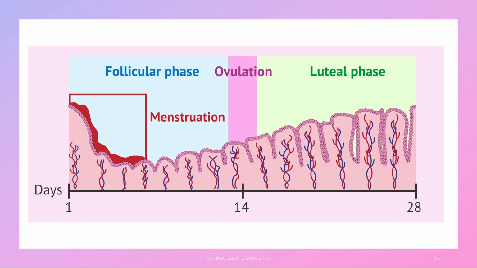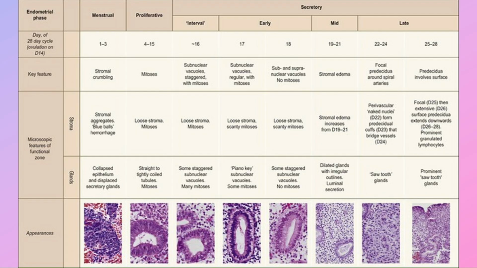This picture shows the 28-day menstrual cycle. The first 4 days are of menstruation. Ovulation occurs at 14 days. After ovulation, the luteal phase starts. There are structural changes that occur in glands and stroma during the whole 28-day cycle, which are as follows. The first phase is the menstrual phase, which is from day 1 to 3. The key feature of the menstrual phase is stromal crumbling. Stromal aggregates, blue balls, and hemorrhages are observed in the stroma, the glandular epithelium is collapsed, and a few displaced secretory glands can be seen.